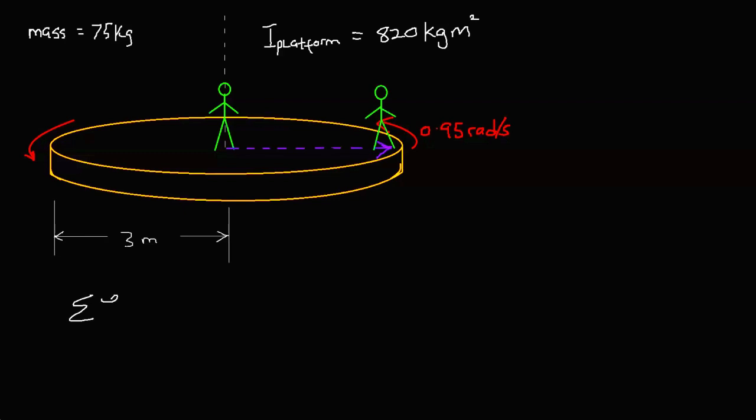No net torque acts on this system, and we know that when the net torque on a rotating body is equal to 0, its angular momentum remains constant. So the angular momentum when the person is at the center of the platform is the same as when they are at the edge of the platform. We can write this as I1 omega 1 equals I2 omega 2, where I1 is the moment of inertia of the system in the first instance when the person is at the center of the platform, and omega 1 is the corresponding angular velocity. I2 is the moment of inertia of the system when they are at the edge of the platform, and omega 2 is the corresponding angular velocity.